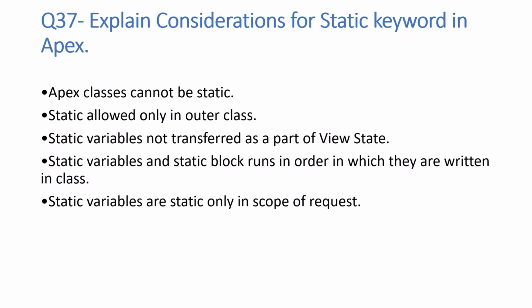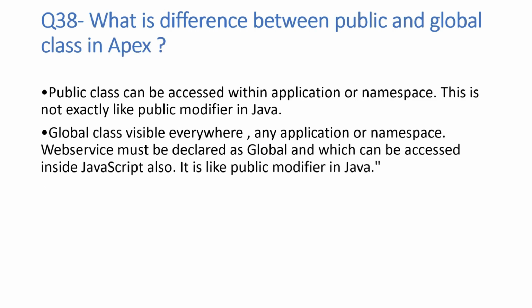Explain considerations for the static keyword in Apex. Apex classes cannot be static. Static is allowed only in an outer class. Static variables are not transferred as a part of view state. Static variables and static blocks run in the order in which they are written. Static variables are static only in the scope of a request.